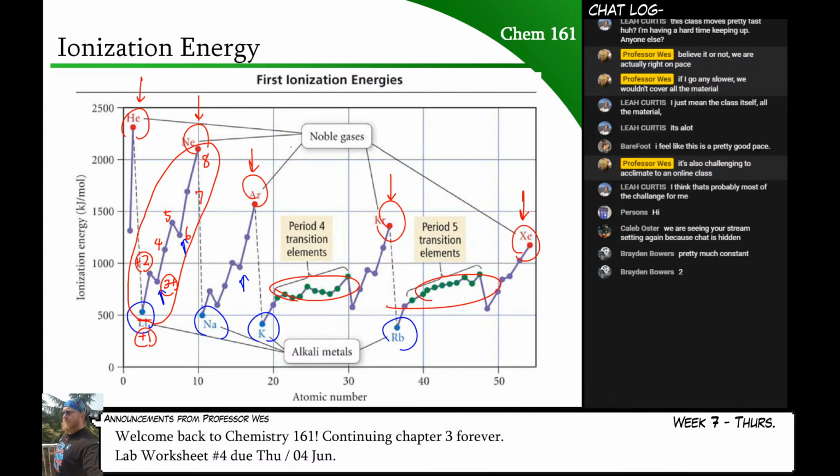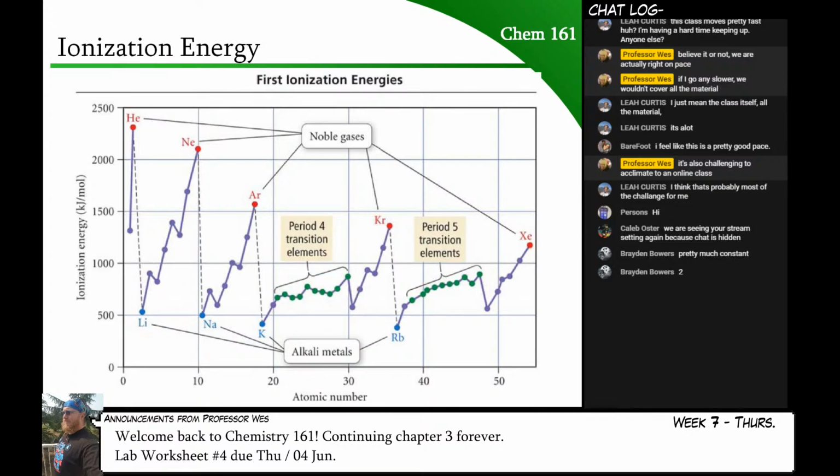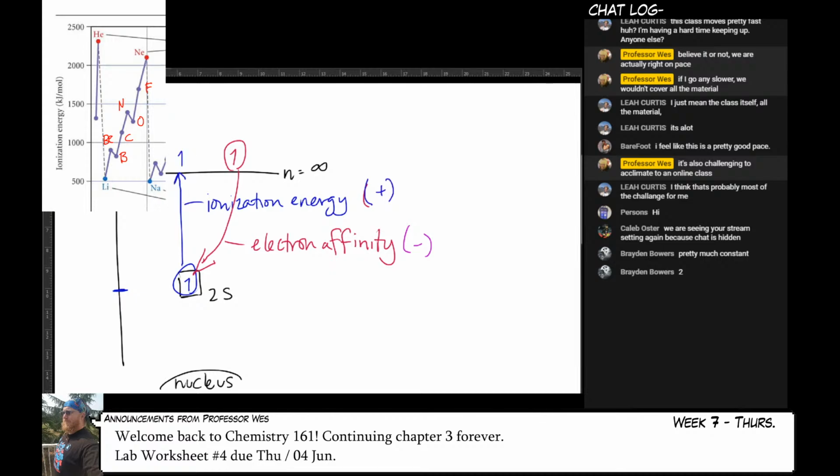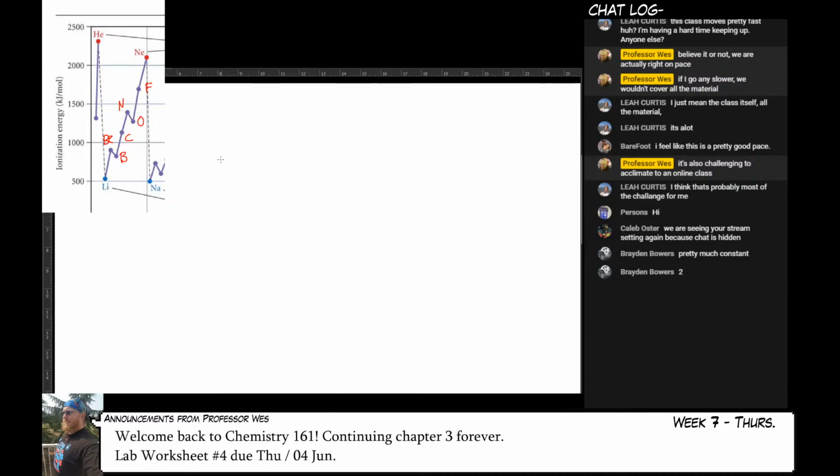Alright, so how do we explain these blue arrow things here? What I'm going to do is first clear the screen here. And we're going to identify these elements first. So this is beryllium, boron, carbon, nitrogen, oxygen, fluorine, neon. And then we're going to go to this screen, and I'll draw over here.